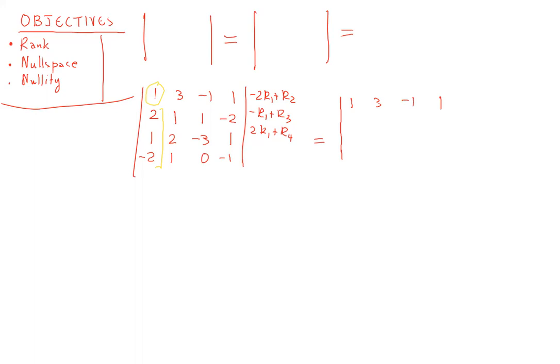So what do we have? We have 0, minus 4, 3, and minus 4. And then 0, minus 1, minus 2, 0, and then 0, 7, minus 2.